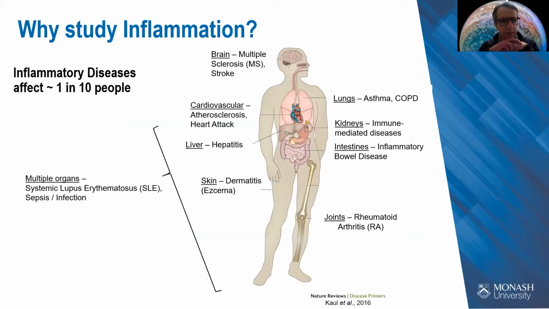So why study inflammation? Irrespective of which organ system you're interested in, whether it be the brain or the joints or the kidneys, there's a form of inappropriate inflammation that can result in damage to that organ that can have very severe consequences for patients. We know the brain can be affected by diseases such as multiple sclerosis and stroke. We know lungs can be affected by asthma and COPD. The liver can be affected by hepatitis and so on. And some of these inflammatory diseases affect the whole body, particularly systemic lupus erythematosus and sepsis.